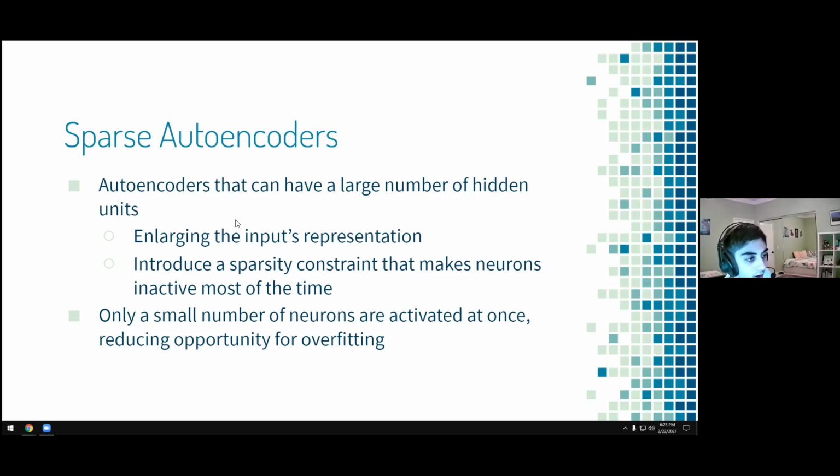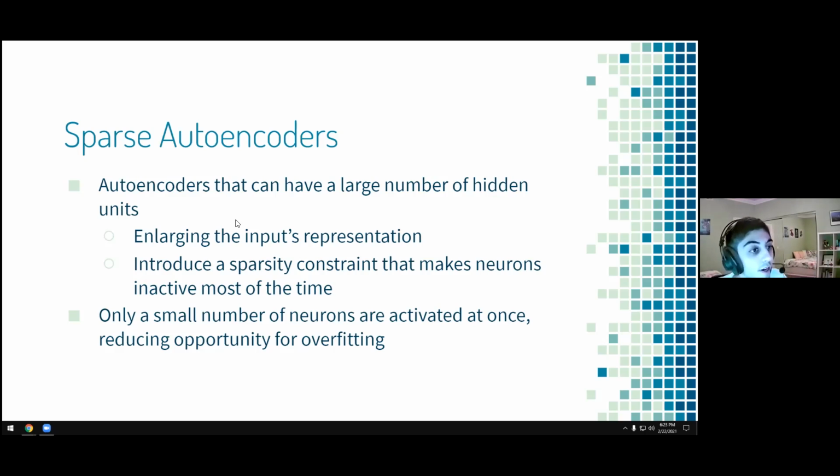Okay, so what do we do to combat this? Just like how we combated overfitting in our traditional neural network architectures, our convolutional neural networks, our recurrent neural networks, our fully connected networks.